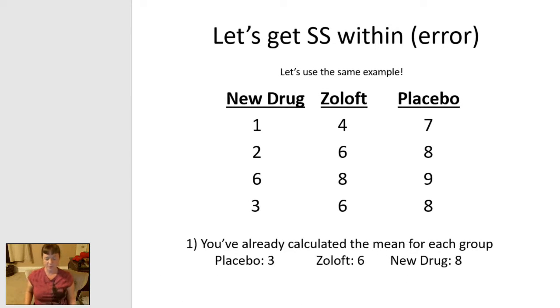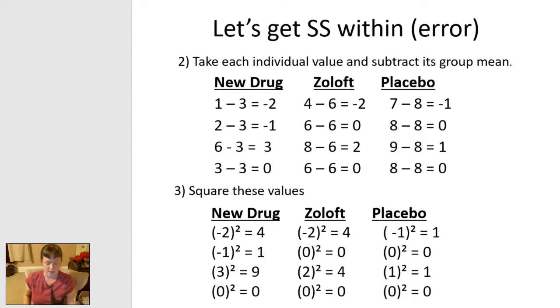The error term, right? Because we're getting sums of squares because that's our first step into getting the mean squares, which is our new name for the variances. And so now I'm going to do just that. I've already calculated the subgroup averages. For the first group, it was 3. For the second group, it was 6. For the third group, it was 8. And so now I can just subtract the 3 from everybody in the first group. I subtract 6 from everybody in the second group, and I subtract 8 from everybody in the third group. 1 minus 3 is negative 2, 2 minus 3 is negative 1, 6 minus 3 is 3, 3 minus 3 is 0, and on and on.